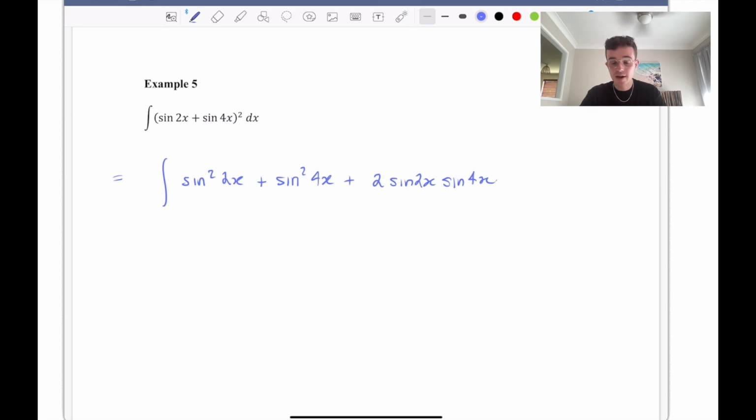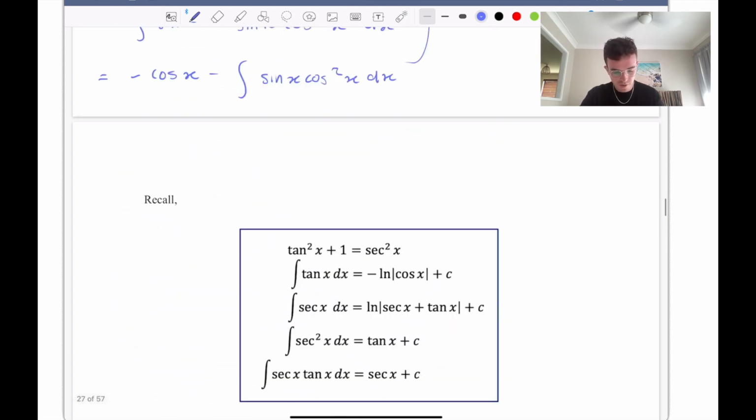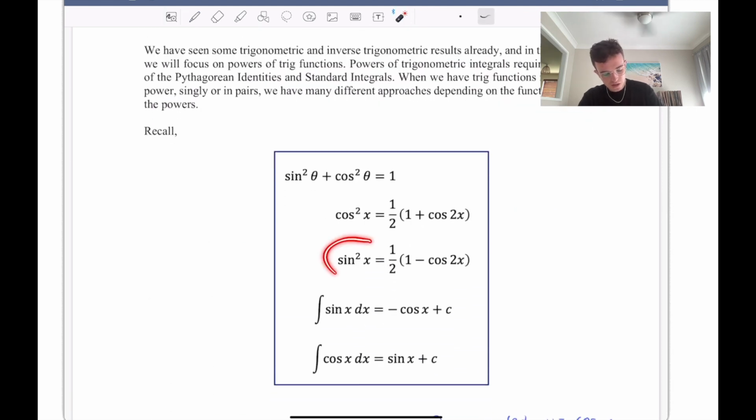Now I'm thinking my product to sum formula for that last bit of the integral, but for the first bit we're just going to use those extension 1 identities. The fact that this is the integral of a half times 1 minus cos of 4x in this case, because 2x times 2 is 4x, plus a half times 1 minus cos of 8x in this instance. And that's because of this identity from the beginning of this lesson, that sine squared of x is a half of 1 minus cos of 2x. So we're just multiplying that number by 2, so we get 4 and 8 respectively.